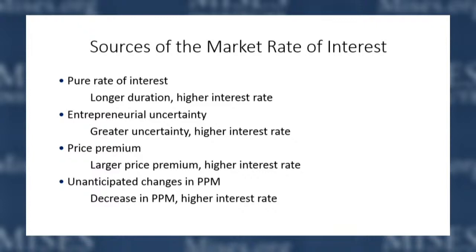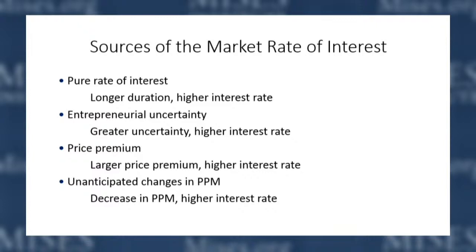One we've talked about at length, the pure rate of interest. The pure rate of interest would also generate a yield curve. As long as time preferences are more intense for further out into the future satisfactions, as long as even later satisfactions are less preferred than even sooner ones, then you would see an upward sloping yield curve, right? You'd see higher interest rates for longer term loans and lower interest rates for shorter term loans.